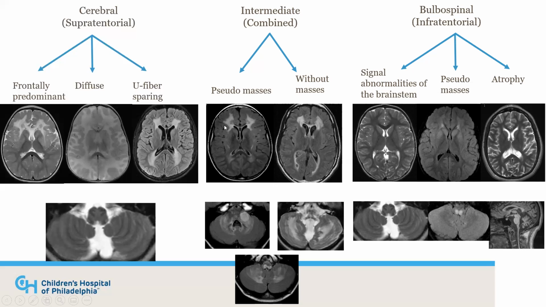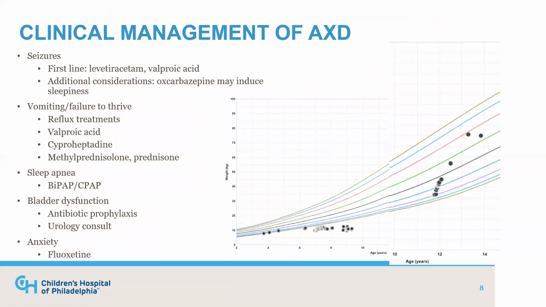So you'll see these patients have a lot of white matter changes, but also have notable brainstem abnormalities, cerebellar abnormalities, and even some lesions. So a variety of different imaging patterns. As for the clinical management of Alexander disease, seizures are a major priority for our youngest patients.